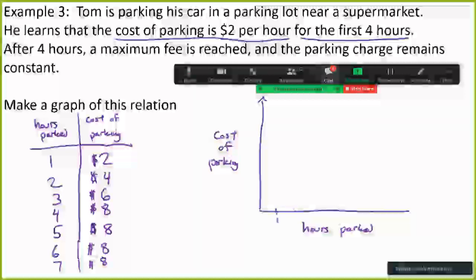1, 2, 3. All right, and then we want our cost of parking to go from 2 all the way up to 8, and it doesn't even need to go higher than 8 because all the numbers that come next in our table, if we kept making more, would all be 8. So let's try that.